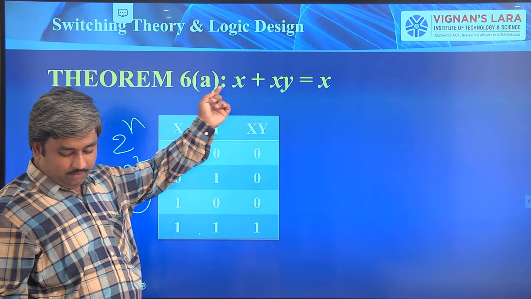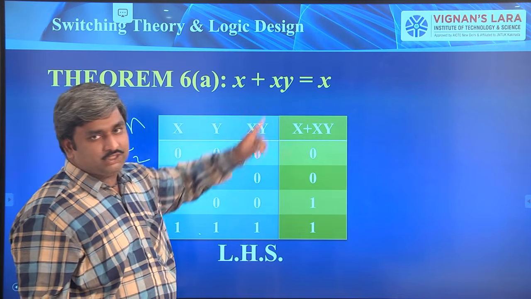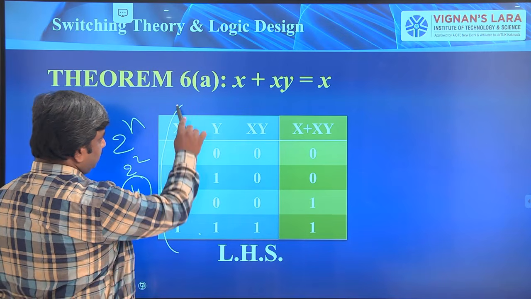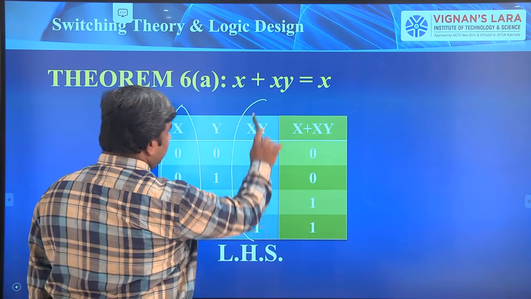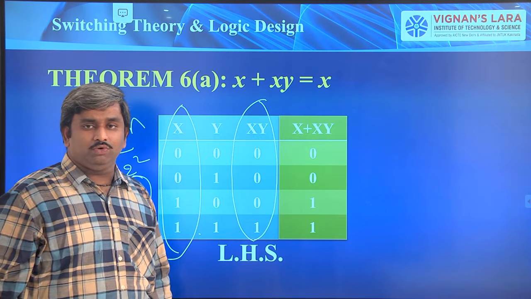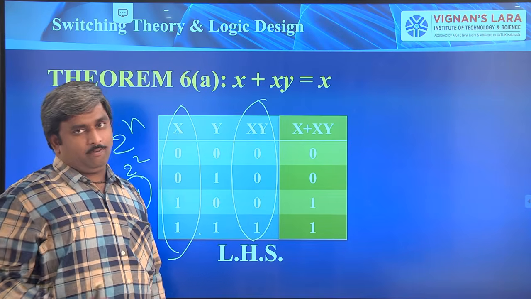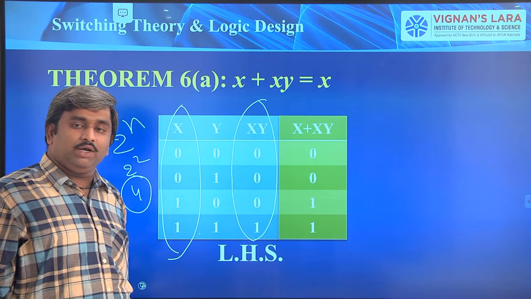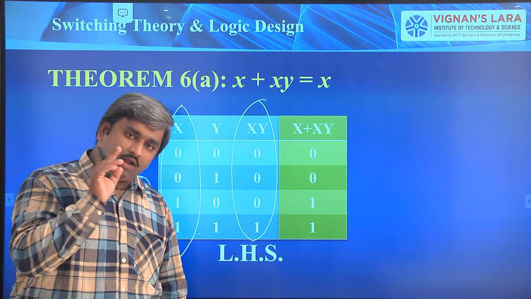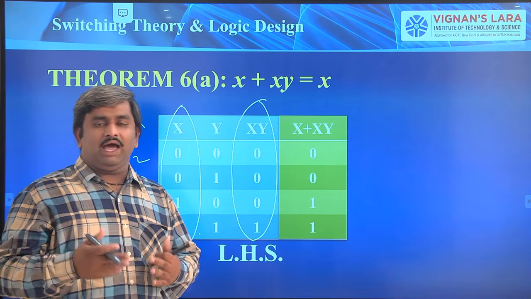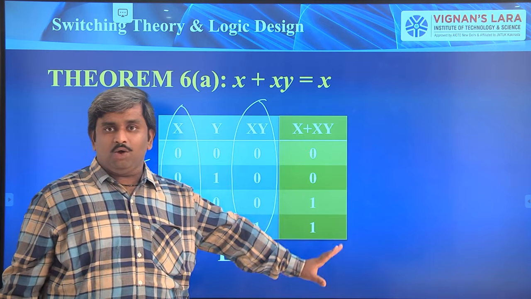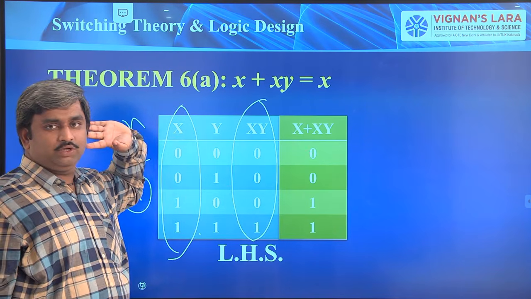Now next, coming to the LHS side, x plus xy. So this is the x, and this is the xy. In between these two, you have to do the OR gate operation. What is the OR gate operation? If any one of the input signals is 1 or high, we can call high nothing but logic 1, then automatically the output is 1. Otherwise, in the remaining cases, the output is equal to 0.